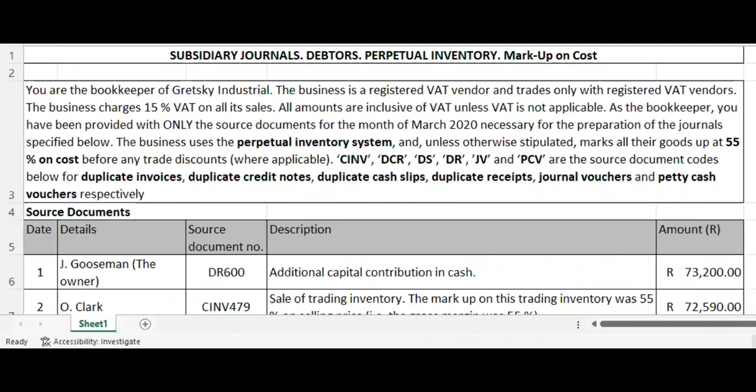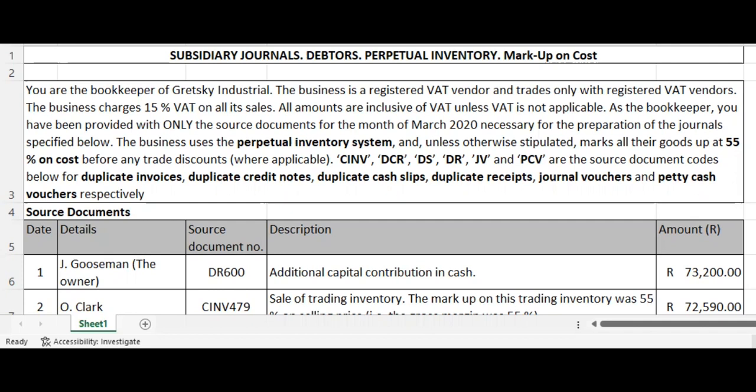So in this video, we are going to look at the subsidiary journals that relate to debtors when you are making use of the perpetual inventory system and you have a markup on cost. And in this first video, I'm just going to show you how to deal with the question itself in your reading time before you attempt to answer anything.